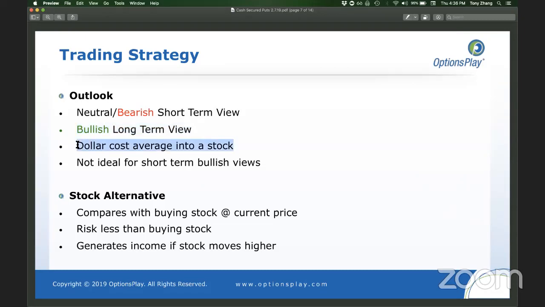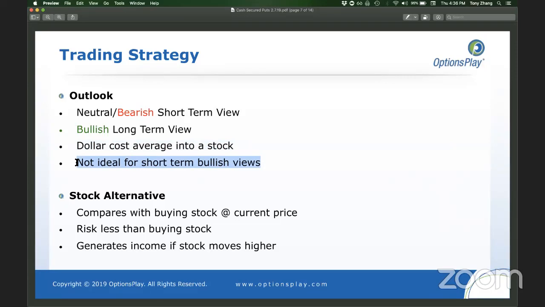And for those of you that may already own a stock and you want to purchase some more, this is a great way to dollar cost average into a stock without constantly trying to chase the stock at a specific price. Simply selling puts methodically, month after month, allows you to slowly acquire more stock at a more discounted price. And this is an ideal way to continuously build a portfolio for those of you that have a long-term buy and hold portfolio. And lastly, the only situation where this is not ideal is if you have a short-term bullish view.